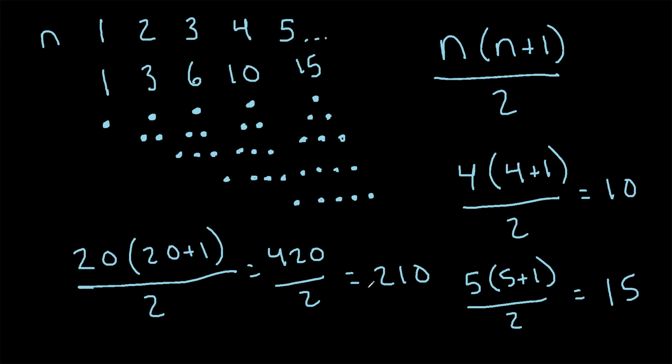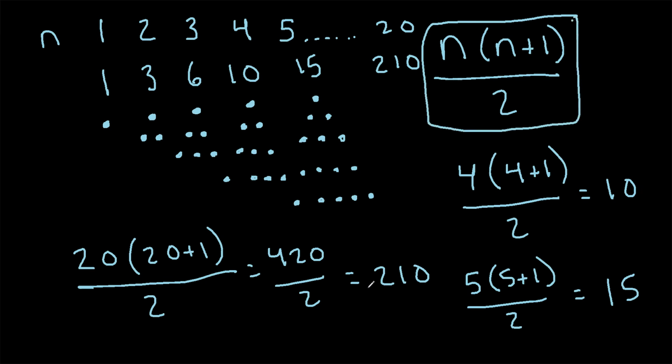So if we continue this sequence all the way to 20, we see that the 20th triangular number would be 210. And if we were to use little dots, which I'm not going to draw, 210 little dots, we would find that it could also form a perfect triangle. So this is the formula that you can use to find the nth triangular number.